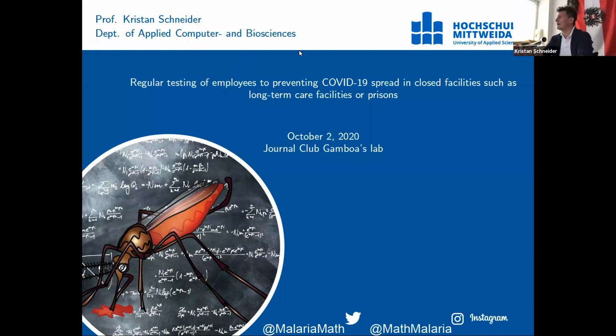So today's talk is about a particular intervention against coronavirus, namely to regularly test people in contact with particular risk groups to help prevent them from getting infected. It is a bit off topic here, maybe, because usually I'm a malaria researcher, as you know, but this year the world kind of changed.